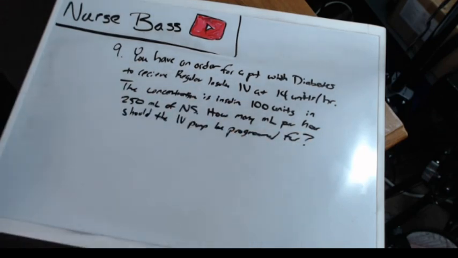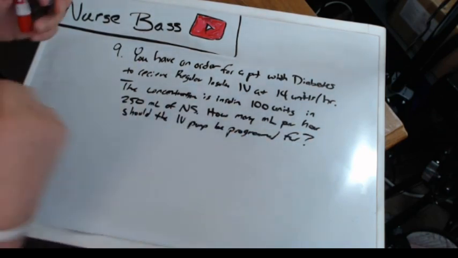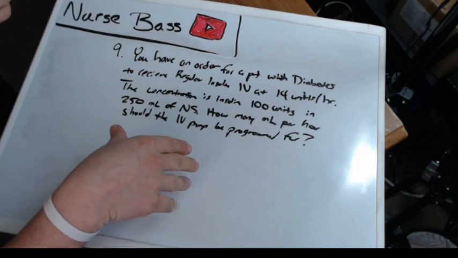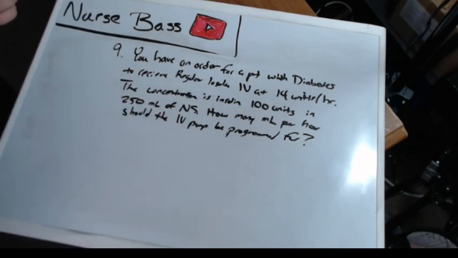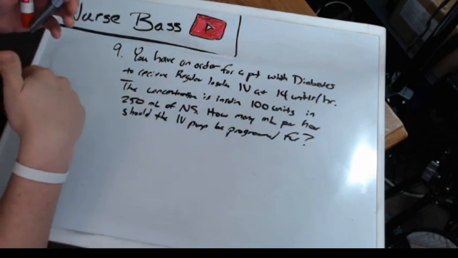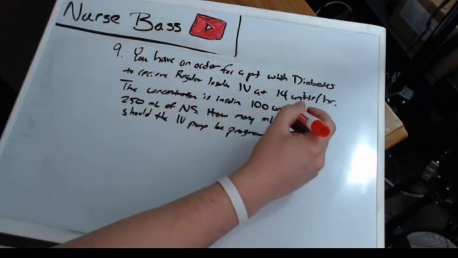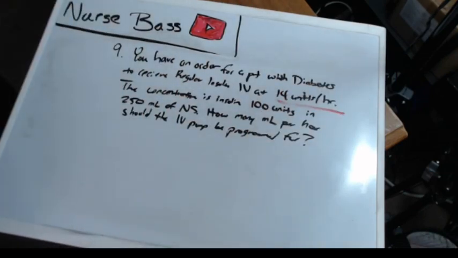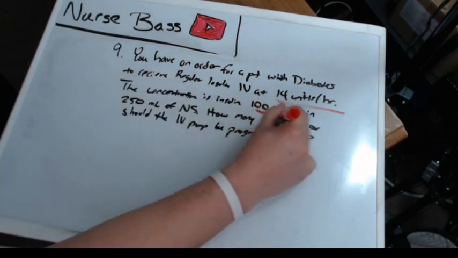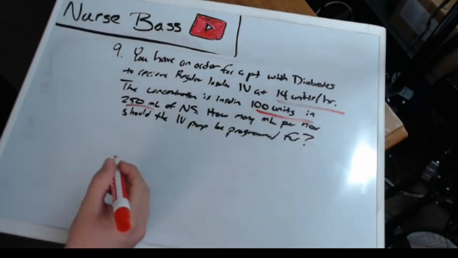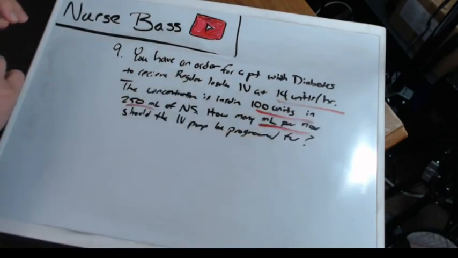All right. You have an order for a patient with diabetes to receive regular insulin IV at 14 units per hour. The concentration of insulin is 100 units in 250 milliliters of normal saline. How many milliliters per hour should the IV pump be programmed for? So, our order is 14 units per hour. Our concentration is 100 units in 250 milliliters. Question is asking mils per hour.